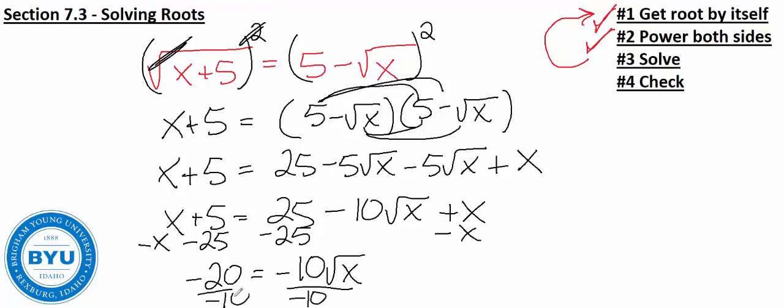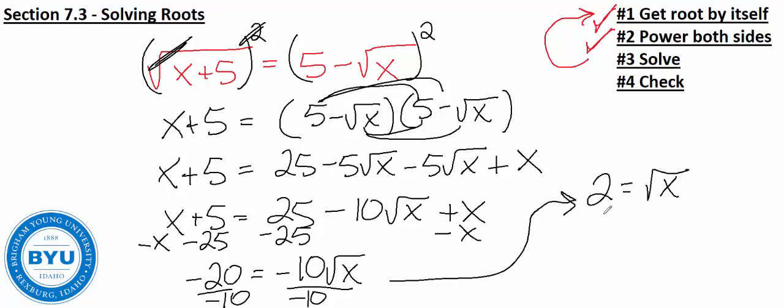Divide by negative 10. Almost running out of room. Let's go over here. Negative 20 divided by negative 10 is 2 equals root x. Okay, so we got the root by itself again. Now we're ready to power both sides. We'll use a square, and we end up getting x equals 4 as our answer.